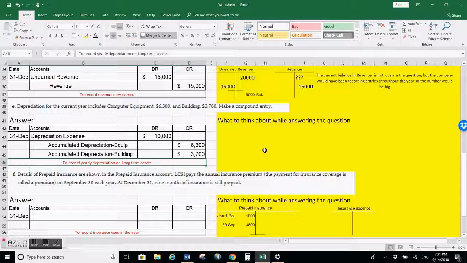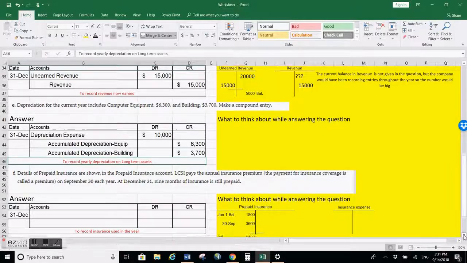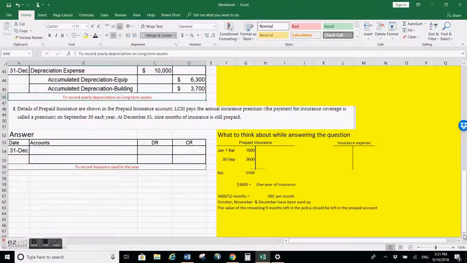Last but not least, we've got F, and F is all about prepaid insurance. This is what the prepaid insurance account shows. We have a beginning balance of $1,800, and on September 30th, we bought a year-long insurance policy. So that $3,600 worth of insurance purchased on September 30th is worth 1 year of insurance. If we take that $3,600 and divide it by 12 months, we'll find that the cost is $300 per month.